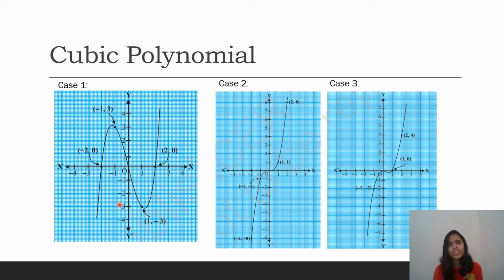From our observation of linear, quadratic and cubic polynomials, what we can decide is that if there is a polynomial of degree n, then the total number of zeros can be at most n. Because in a cubic polynomial, the degree is 3 and at most it can have 3 zeros.